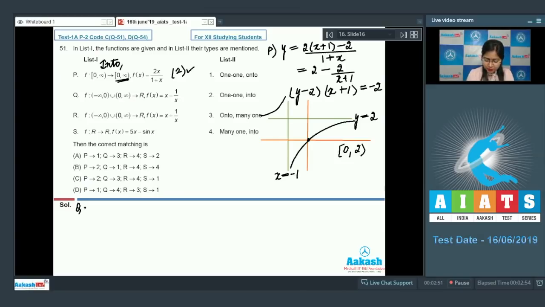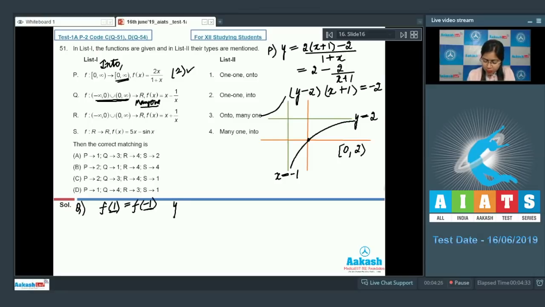Now let's discuss option number Q, which says that f(x) is equal to x minus 1 by x. So here x is taking all the real values except 0, right? So here if we see the value at 1 and minus 1, then we can see that f(1) is also equal to 0 and f(minus 1) is also equal to 0. So we can say that at 2 points the value is coming out to be the same, which means that the function is many-1, right?